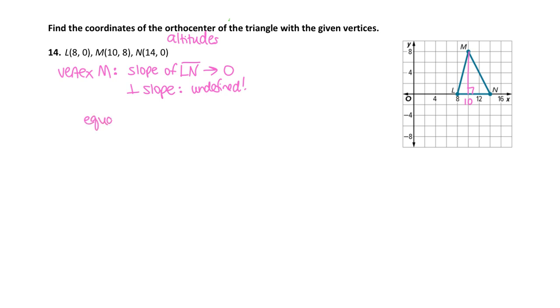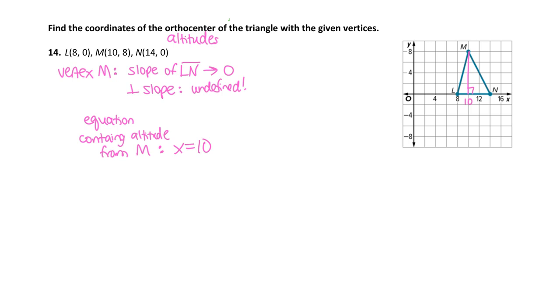So the equation containing that altitude from vertex M is just x equals 10. So I know my altitude is somewhere along this line. So this is a very convenient one. You don't have to do very much work because one of the lines is a vertical line. So we already know x. We didn't even have to solve the system to find that coordinate. So now just pick another one.